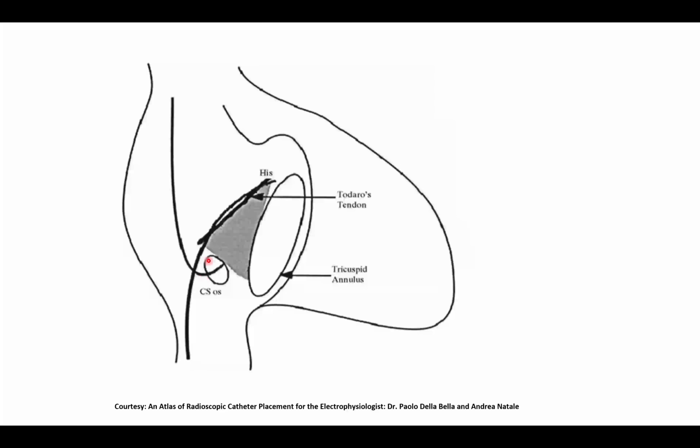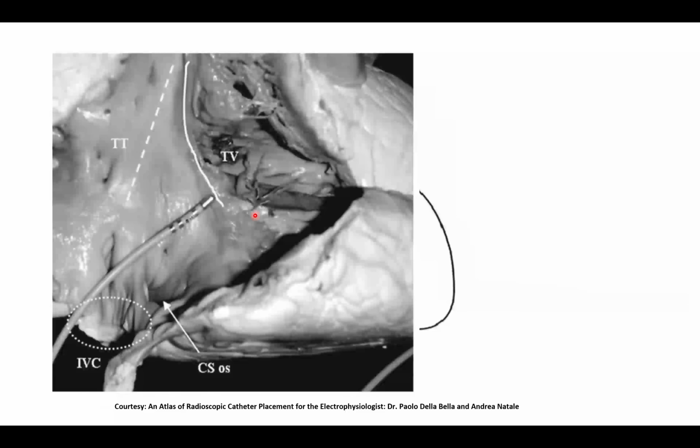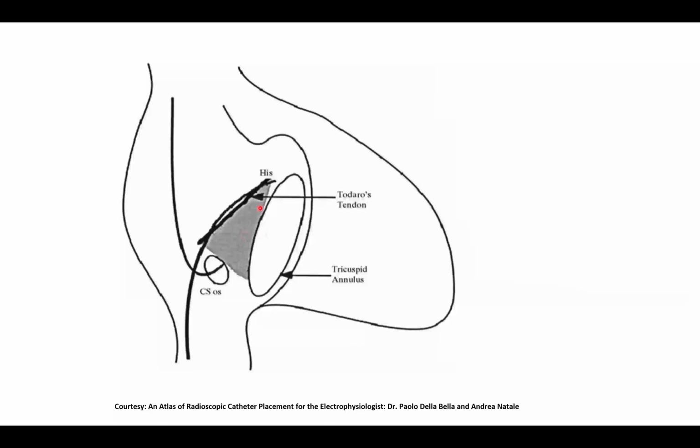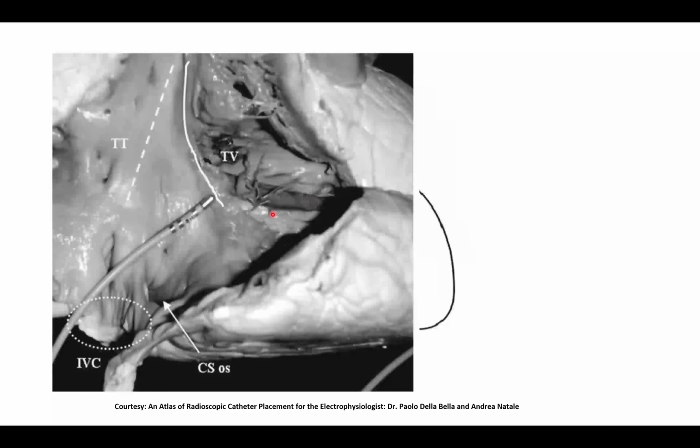As I said, the coronary sinus is just paraseptal, where we place a catheter. Then it forms the base of the triangle of Koch. The apex of the triangle of Koch contains His. This area shows the compact AV node, and this is your tendon of Todaro, and this is your tricuspid leaflet. I'll show here.